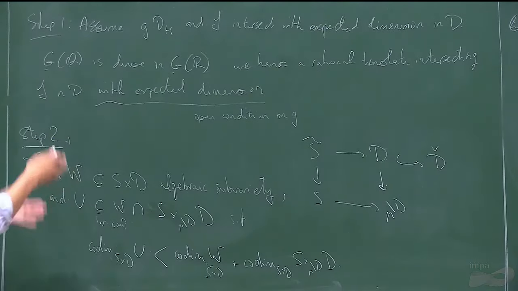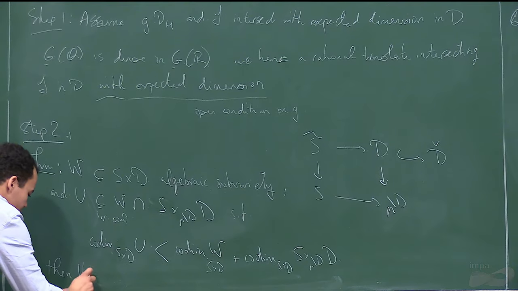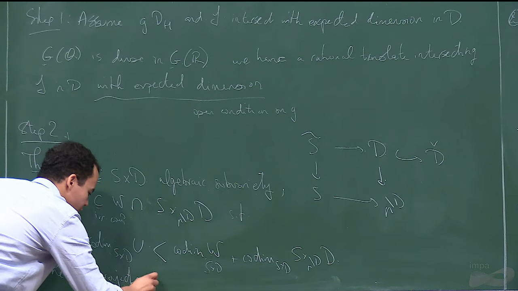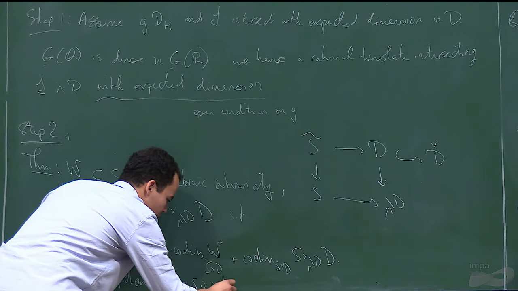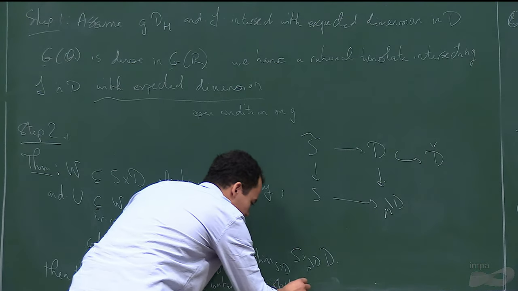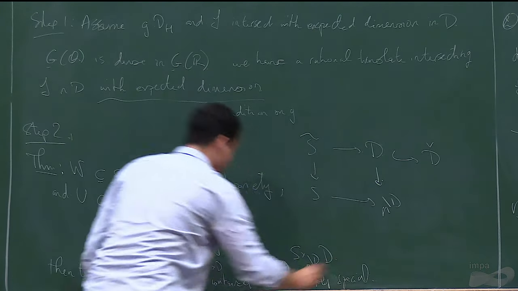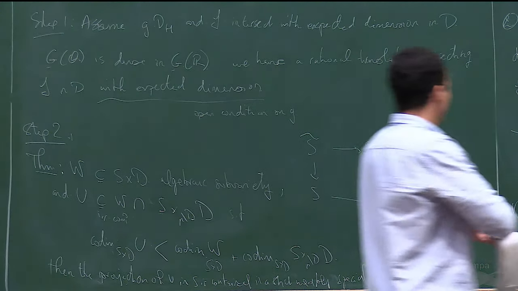Then, if you have an atypical intersection like that, then the projection, so U is contained in S cross D, the projection of U in S is contained in a strict weakly special subvariety. I don't know if you can read anything I'm writing here, but this means that the monodromy drops. I mean, the meaning of this is, if you have an atypical intersection somewhere, the monodromy will drop. And so how to apply this to our thing?